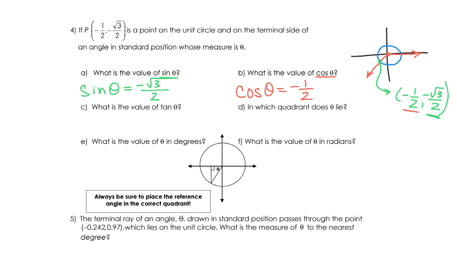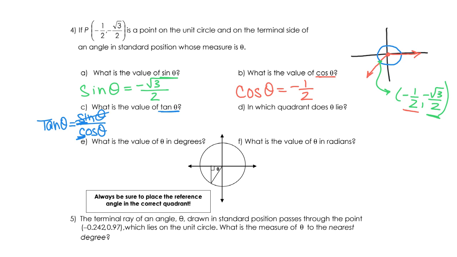Okay. Part C says what's the value of tangent theta, and we have to remember that tangent theta is equal to sine theta over cosine theta. Remember our little saying, where do you tan? You tan in Southern California. Okay, to help you remember.